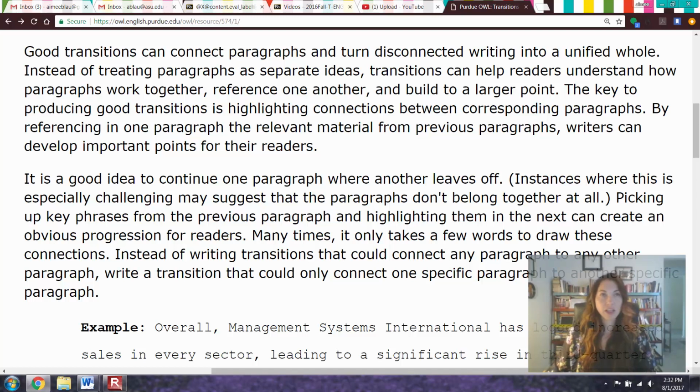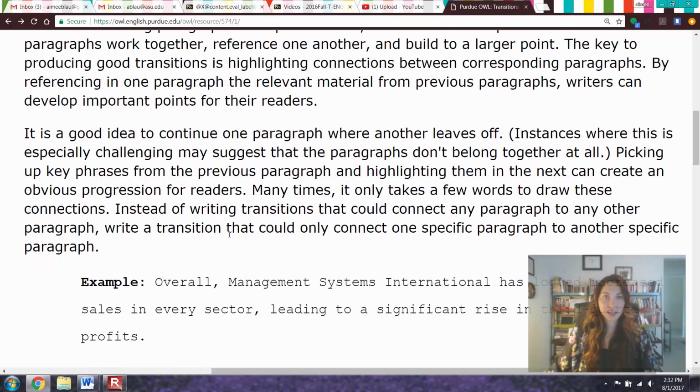And I think the important thing to understand is that usually it only takes a few words to draw these connections and to make these transitions happen. You don't have to have super long transitions. Just picking up a key phrase or a key word and highlighting it and repeating it again is going to be enough.